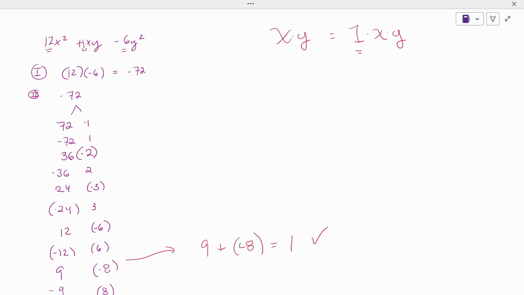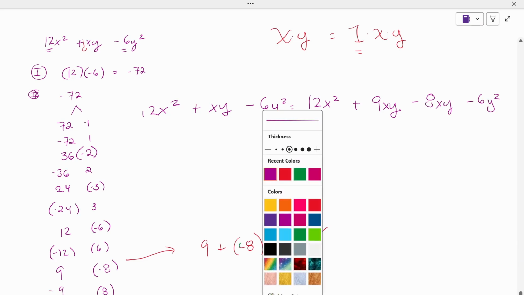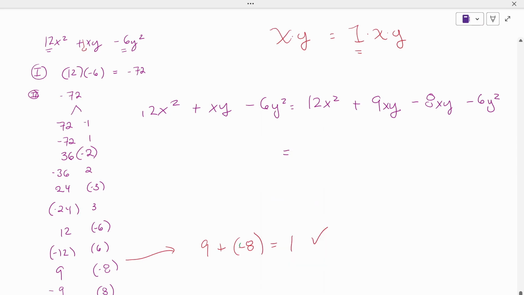So what is the conclusion that we may draw from finding that 9 plus a negative 8 gives you a positive 1? Well, it means that we can break open this 12x squared plus xy minus 6y squared, and we can rewrite this as 12x squared plus 9xy minus 8xy minus 6y squared, just like that. And once we do that, of course, making sure that we're lining ourselves up for a proper setup to begin with, we're going to use some prime factorization.